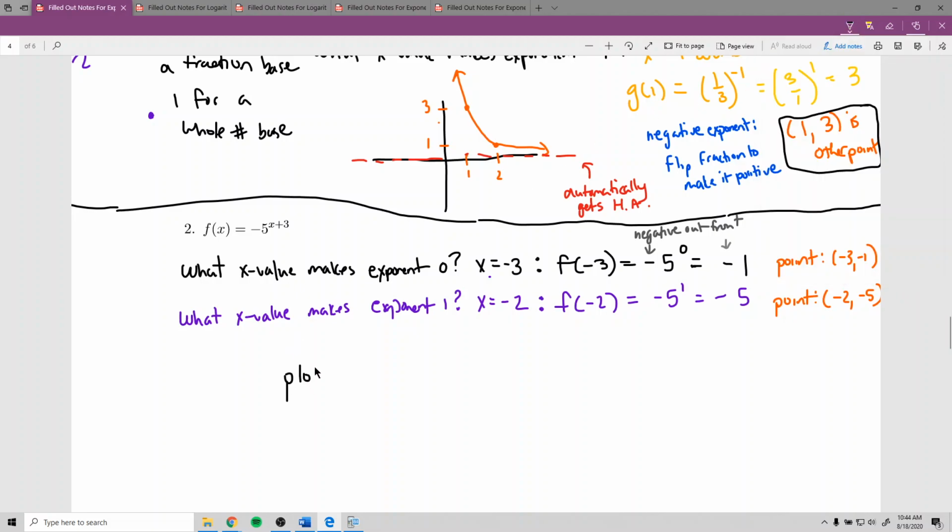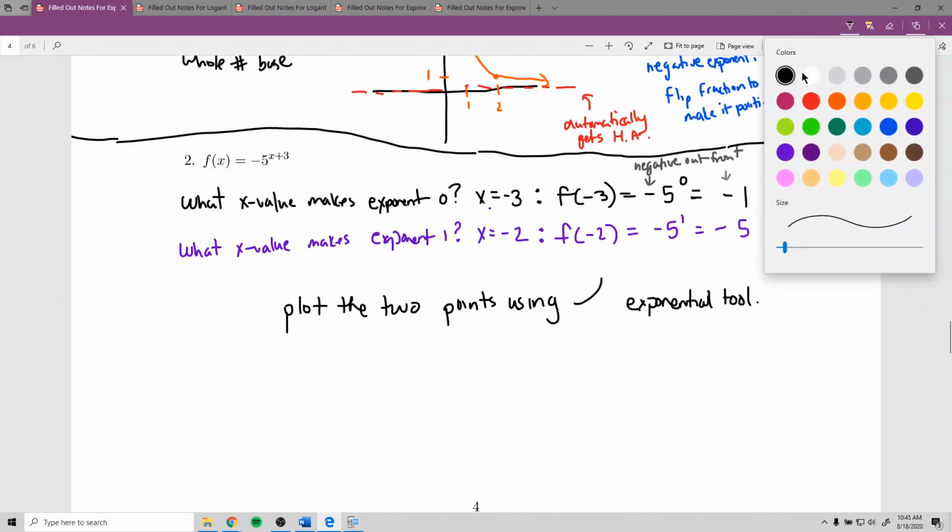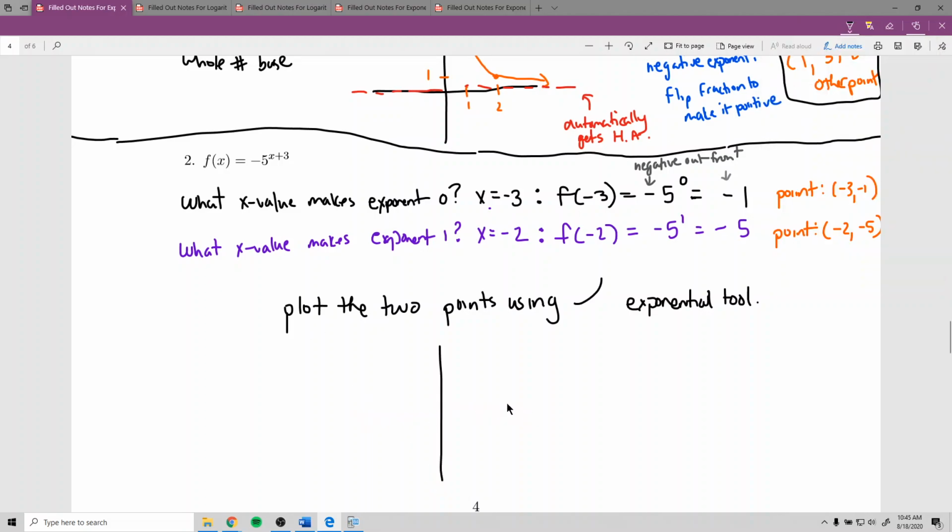Right, now we're going to plot the 2 points using the correct tool. Once again, it's going to fill out everything, but you have to use the correct tool and plot the correct points. So we got -3, comma, -1 is a point, and then -2, comma, -5 is our other point. Now you'll notice this one is below the x-axis. That's okay because this negative out front flips us over the x-axis.